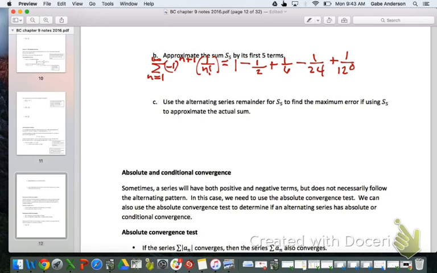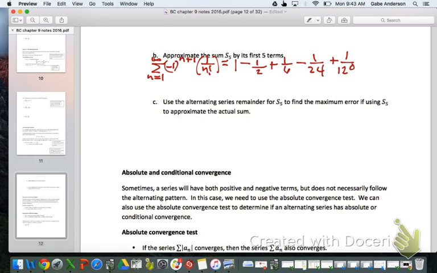All right, well, if we feel super energetic, maybe we'll go ahead and add those fractions up. But for now, let's leave it alone. Now, let's look at C. It says, use the alternating series remainder for what we just did there. We used 5 terms to get a partial sum to find the maximum error if we're using that to approximate the actual sum. So here's some good notation.